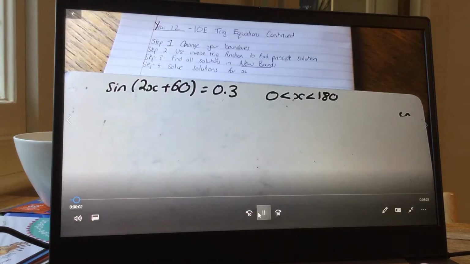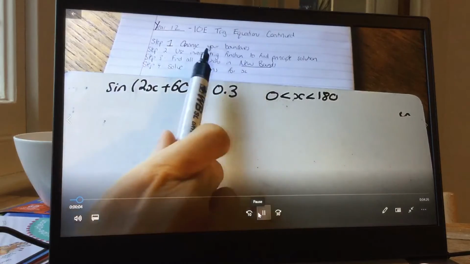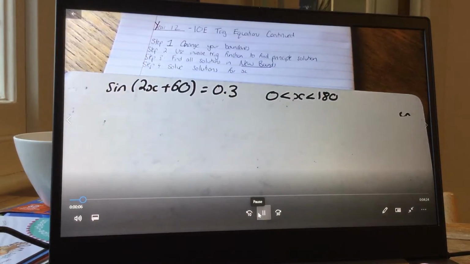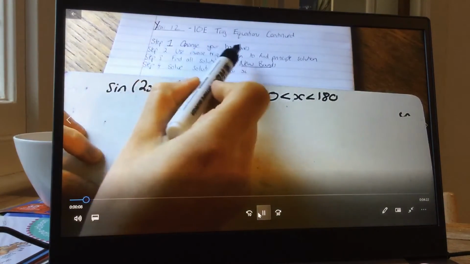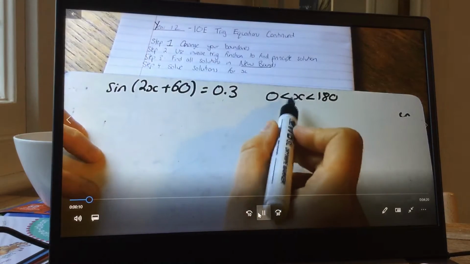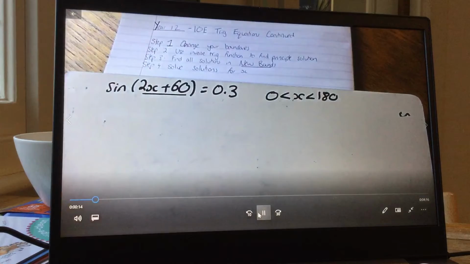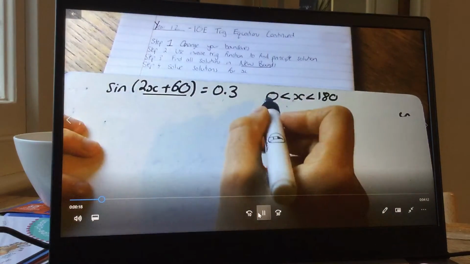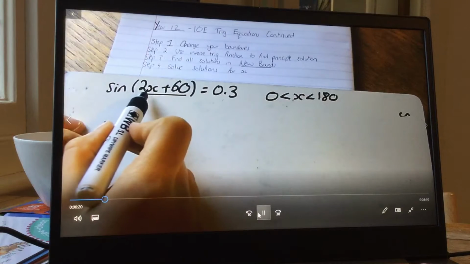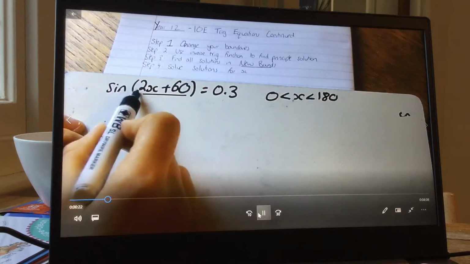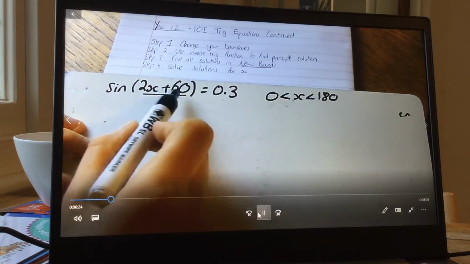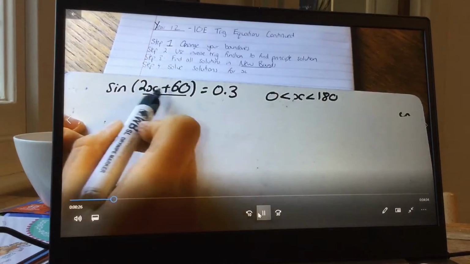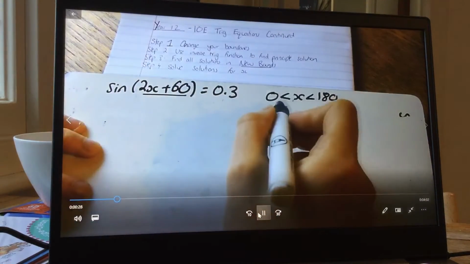Okay, so this is example 2, and we're going to go using the exact same steps as before. So first thing we need to do is change our boundaries. You can see the boundaries are currently for x, but we need them to be for our linear transformation, our 2x plus 60. This is called a linear transformation because you can see this is in the form y equals mx plus c. This wouldn't work if in here you had like a quadratic or something. It only works for linear functions.